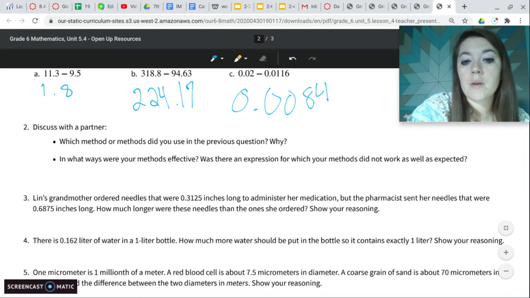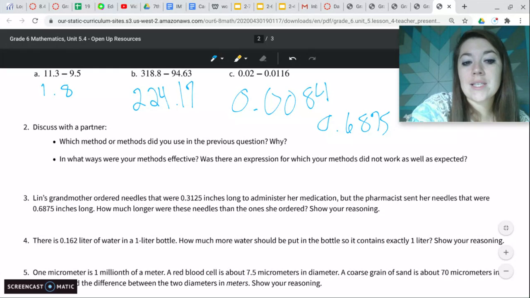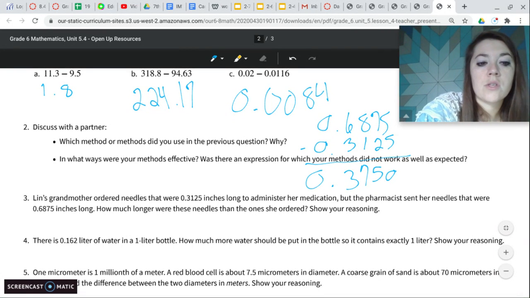So which one should we put first and which one are we going to subtract by? Well, we're going to take our 0.6875 because that's the ones that the pharmacist sent her. And we're seeing how much longer those are than the ones that she ordered, which were the 0.3125. So everything's lined up decimal-wise and place value-wise. So 5 minus 5 gives us 0. 7 minus 2 gives us 5. 8 minus 1 is 7. 6 minus 3 is 3. And 0 minus 0 is 0. So they were 0.3750 inches longer.